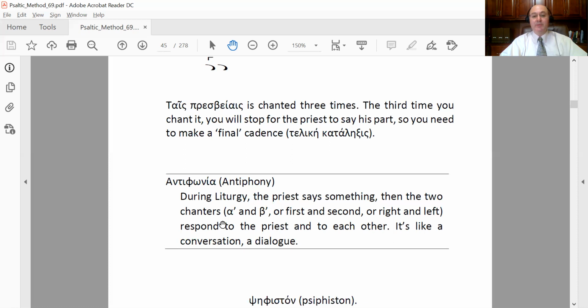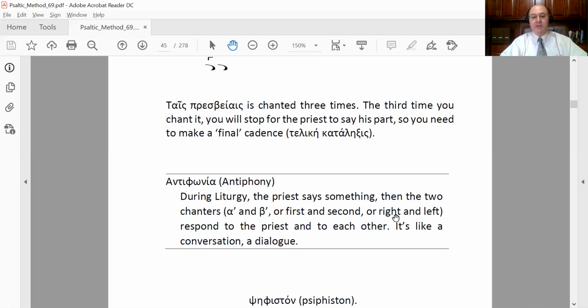church. Antiphonia means that the two chanters, the first and the second, or the right and the left, respond to the priest and to each other. It's like a conversation or a dialogue. And actually, the word antiphonia means one phony and the other one antiphony. So one voices something and the other one anti-voices something. In other words, it responds to that first phony. So antiphonia means you have a conversation or a dialogue. And this happens a lot in the Orthodox liturgical practice.